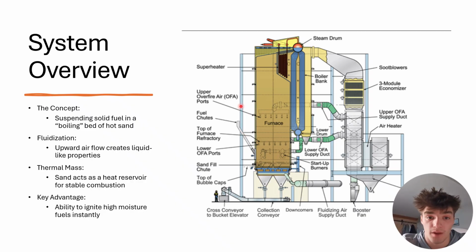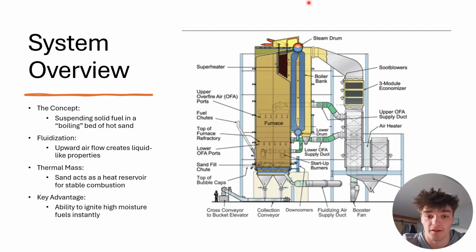We then utilize bubbling caps, which are right below the sand fill chutes, which allows fluidized air to be pumped through the supply duct at the bottom. And these caps are used to create the 1.5 meter per second bubbling motion required. We then utilize startup burners, which are located right here, and they are used to preheat the sand.